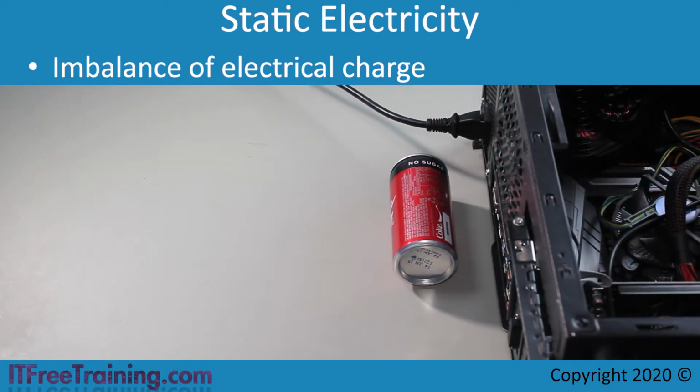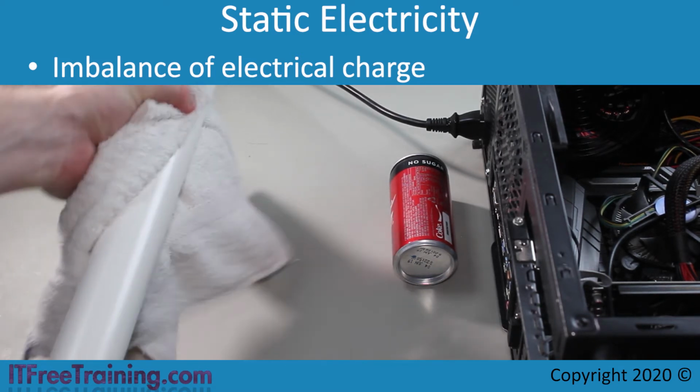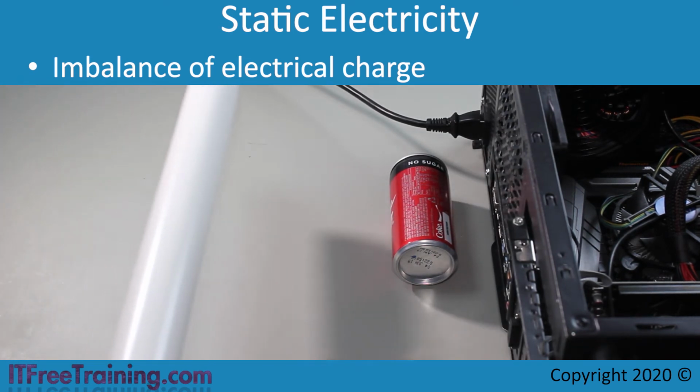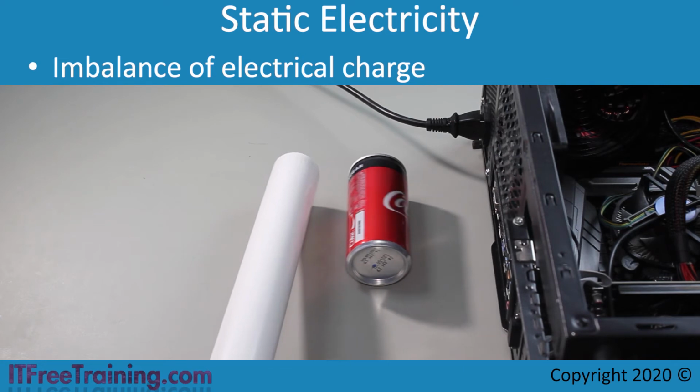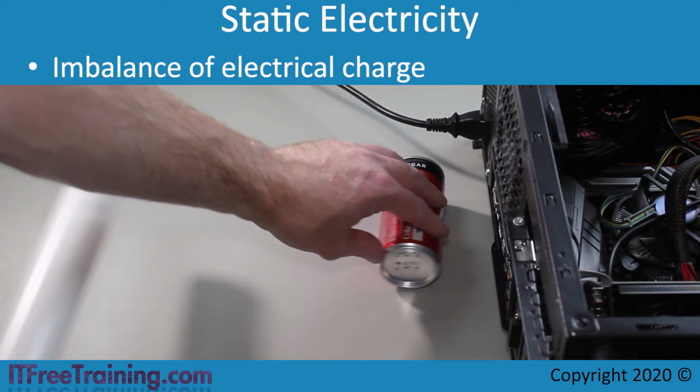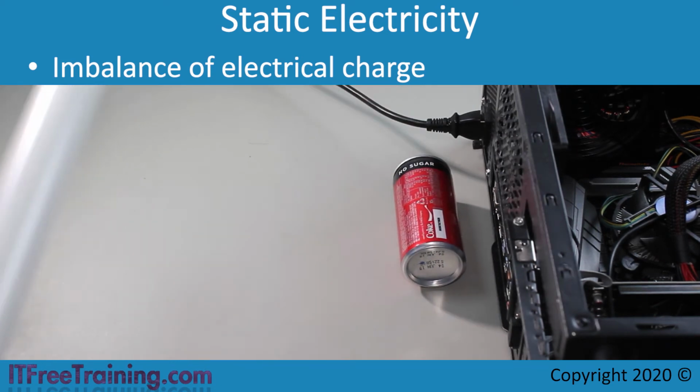In this demonstration, I have an empty aluminum can. To demonstrate static electricity, I will conduct an experiment like one that you may have done in school. I will take this PVC pipe and charge it with static electricity using this cloth. Notice that the can is now attracted to the PVC pipe. Before you touch any electrical components, you need to ensure that you do not have any built-up static electricity.